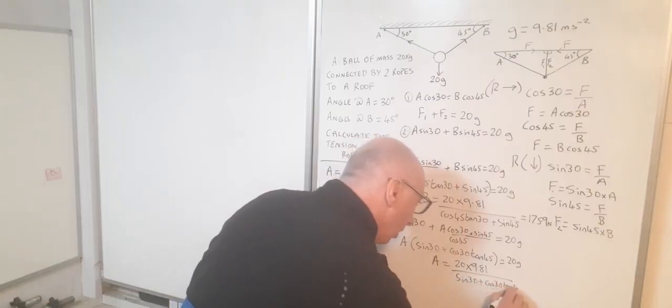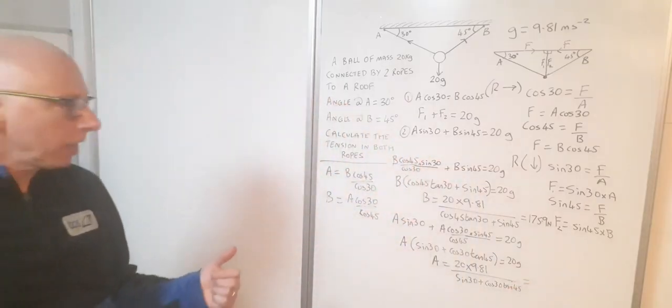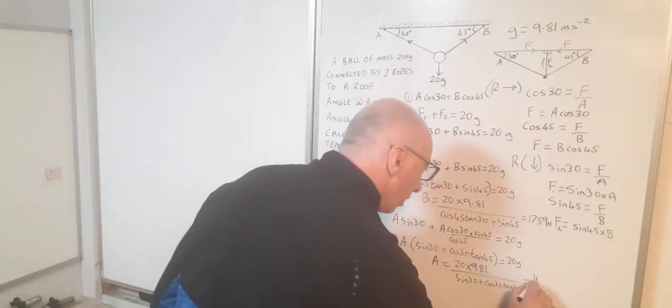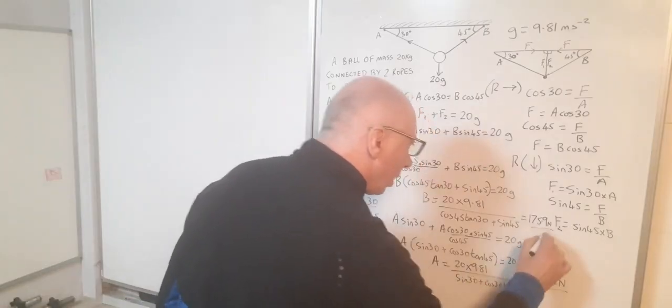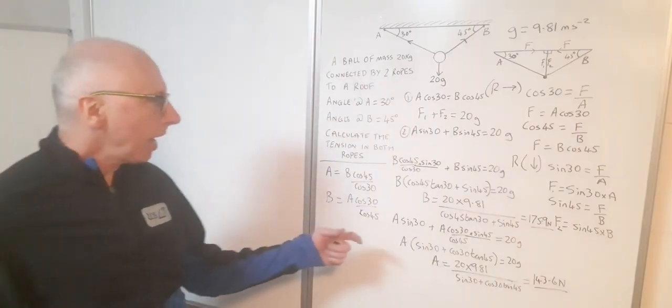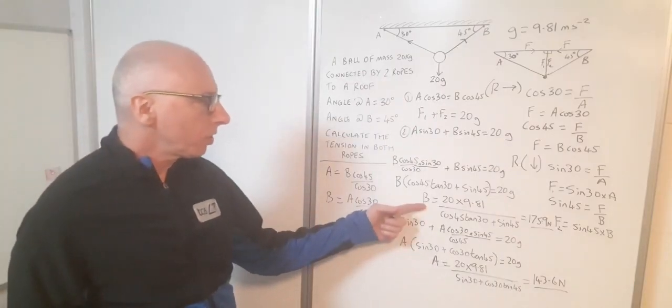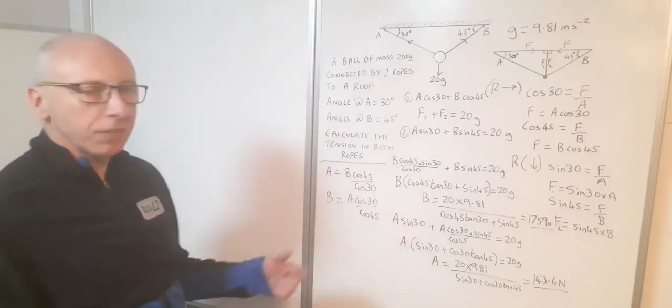And then plug that into your calculator. A should come out to be approximately 143.6. And again, happy with newtons, because I've got my mass and my gravitational constant together. So that's my A and my B force using this technique. Now I'm going to show you another technique after clearing the board.